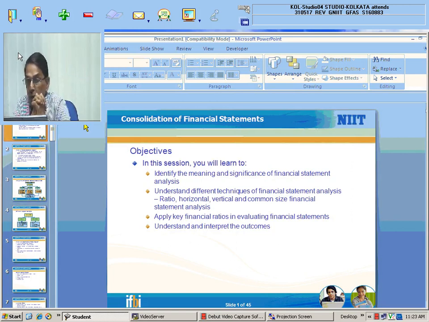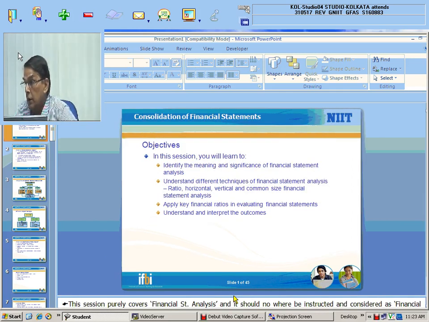So we will talk about the meaning and significance of financial statement analysis. What we are going to do here is talk about financial statement analysis. Remember, this is not financial analysis. We are not doing financial analysis. What we are doing is analysis of the financial statements. So that is what we are going to talk about here.